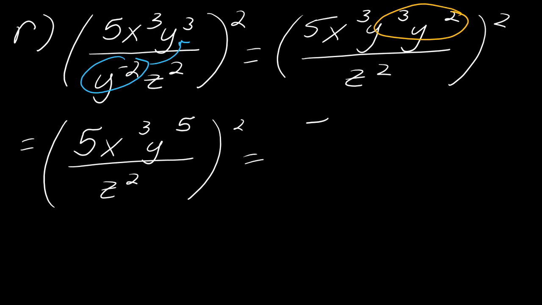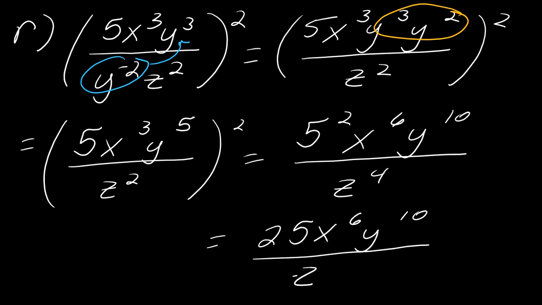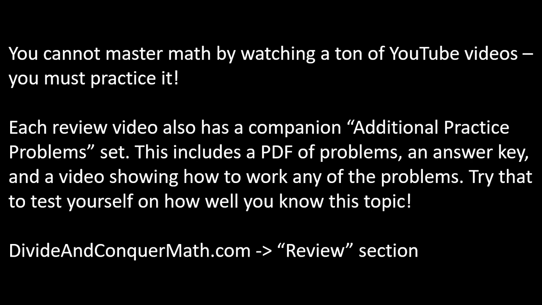So remember, you need to square the 5, and then you're going to multiply each one of these exponents by 2. So in the end, this will equal 25 x to the 6th, y to the 10th over z to the 4th. Okay, cool.